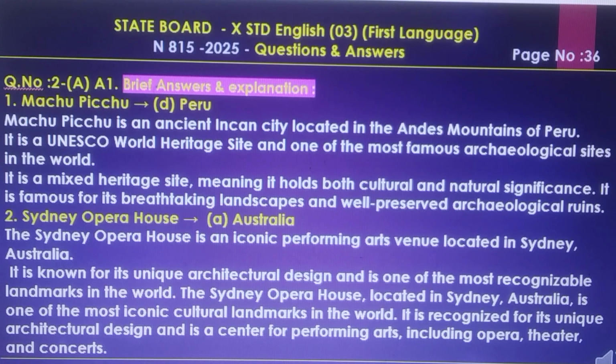The brief answer and explanation of this question: Machu Picchu is an ancient Incan city located in the Andes mountains of Peru. It is a UNESCO World Heritage Site and one of the most famous archaeological sites in the world. It is a mixed heritage site, meaning it holds both cultural and natural significance. It is famous for its breathtaking landscapes and well preserved archaeological ruins.